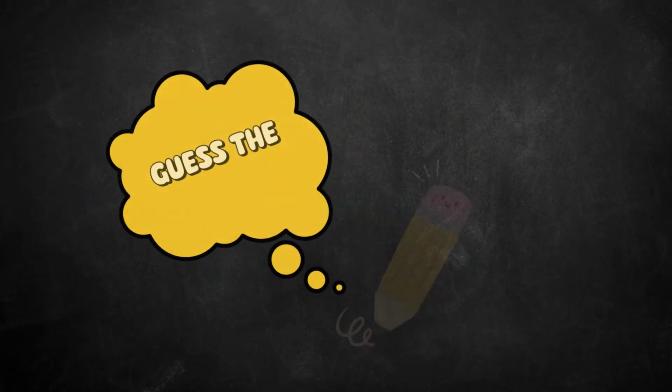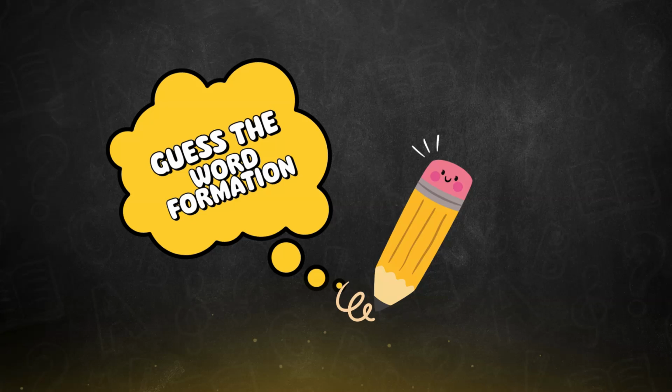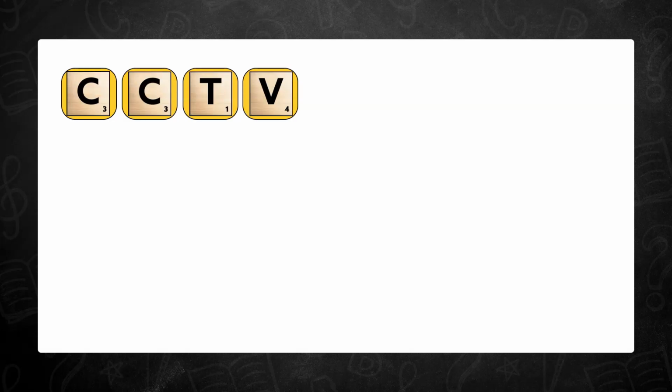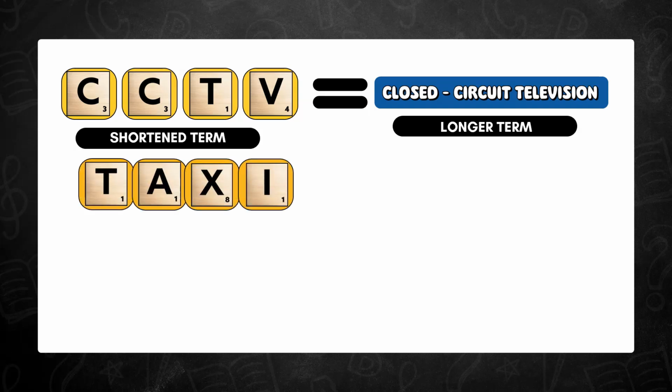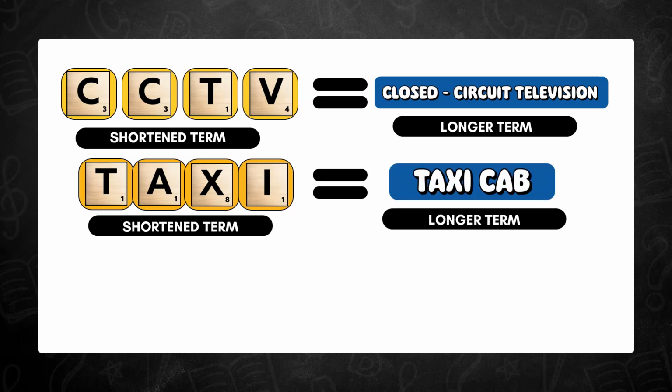Before I answer your question, I will show you some words and you can guess how these words are formed. CCTV. Is this a word? Of course it's a word. But does it have a longer term or it's just CCTV? CCTV has a longer term and it literally means closed circuit television. How about taxi? Does it have a longer term? I have a feeling that you already know this, as taxi is a shorter term for taxi cab. Can you see how people removed the word cab and retained taxi?